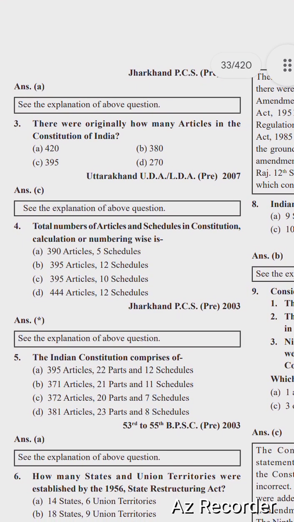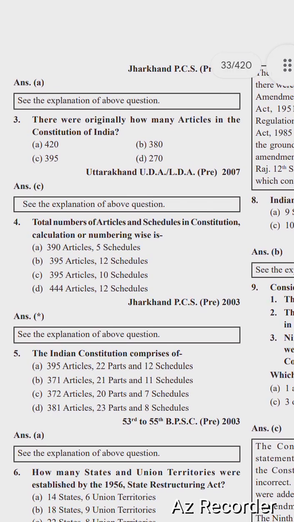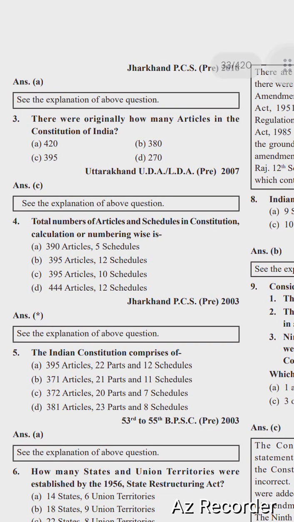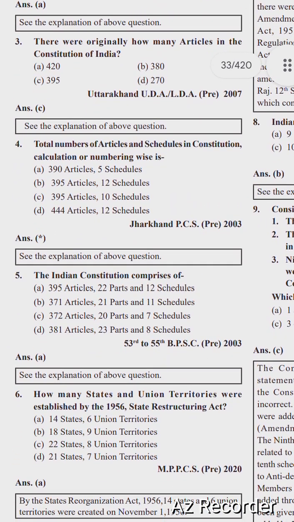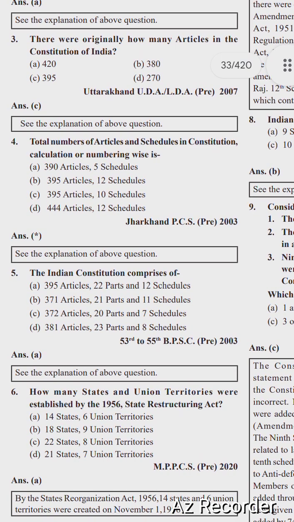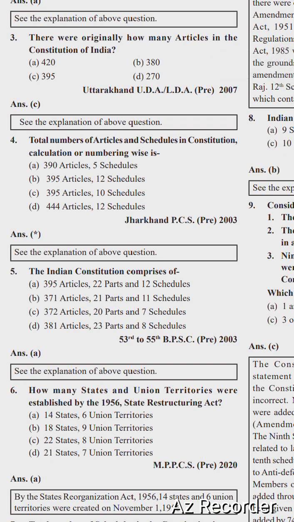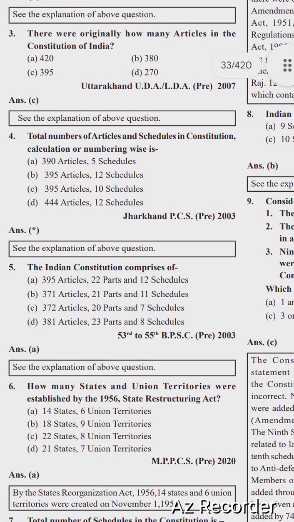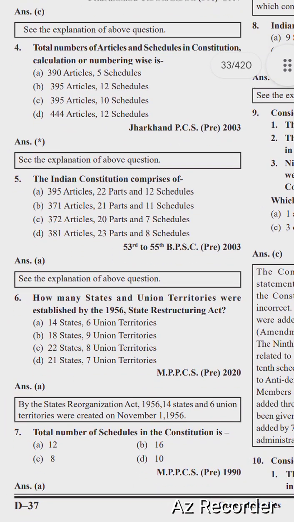So the next question is, how many articles were there originally in the Constitution of India? Options are 420, 380, 395, 290, 270. The right option is option C, 395. Next question is, the total number of articles and schedules in the Constitution, numbering-wise, is... The right option is option B, 395 articles and 12 schedules. So the next question is, the Indian Constitution comprises of options: 395 articles, 22 parts, and 12 schedules.